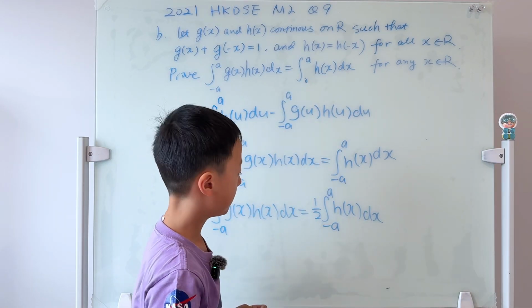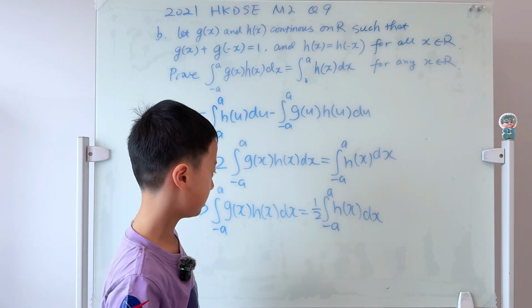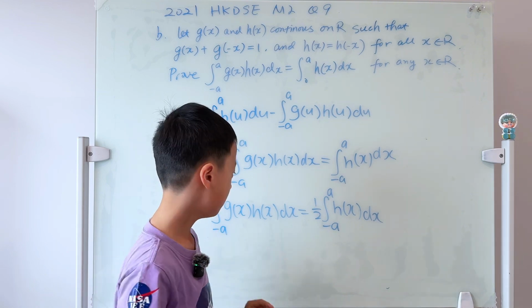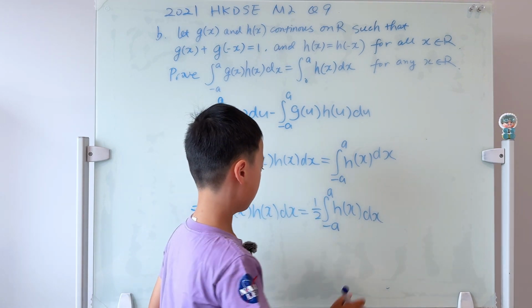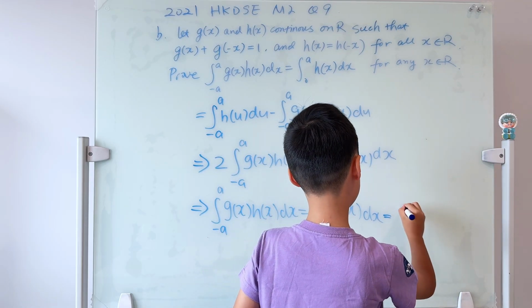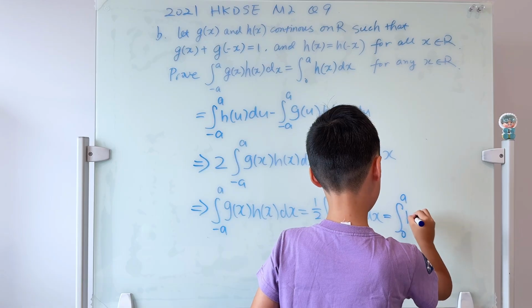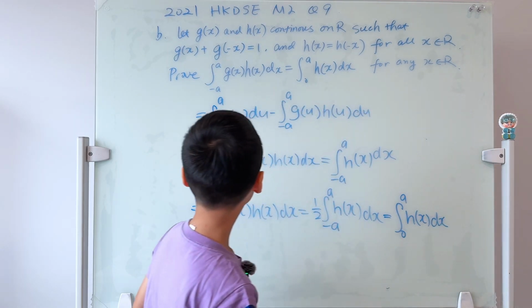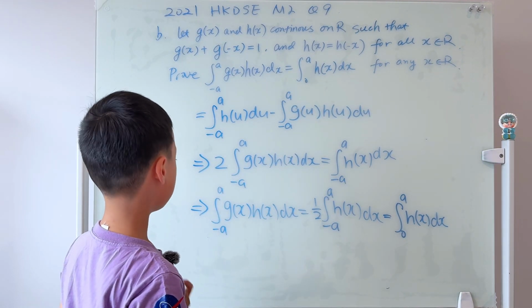Look at the given information. We know that h(x) equals h(negative x), so that must mean h(x) is an even function and the bounds are symmetric. So this will obviously be equal to, without the 1/2 now, just the integral from 0 to a of h(x) dx. And we proved it.